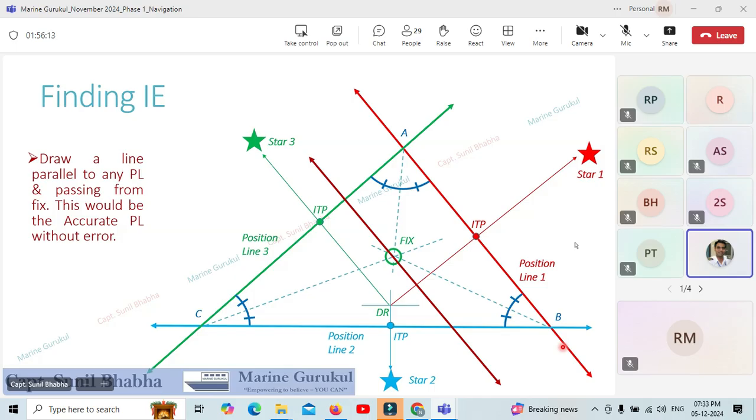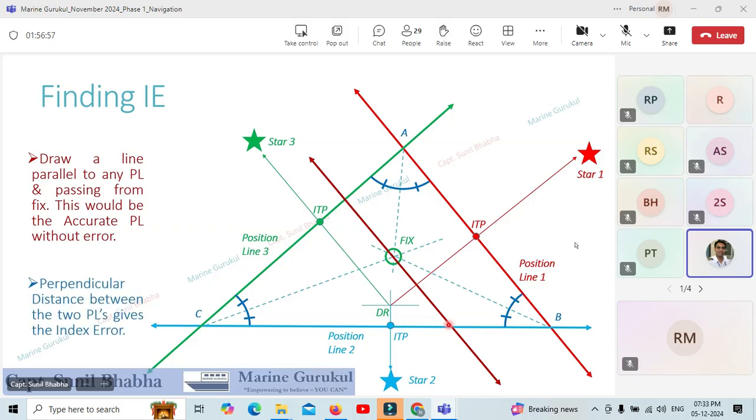Now, if the position line obtained from star 1 did not have any error at all, it would have exactly passed from the fix, and it would be the maroon color PL then. So this maroon color PL is basically the position line without the index error, and the red color PL, which was used in making of the triangle, the cocked hat, is the position line with error. So the red position line is the PL with error, and the maroon color position line is the PL without error, or the accurate PL.